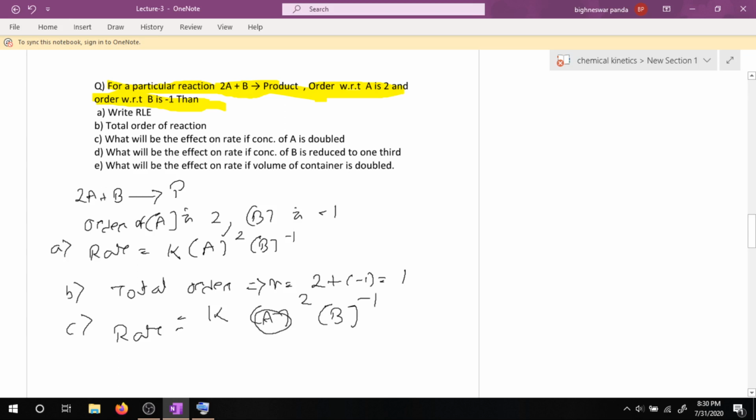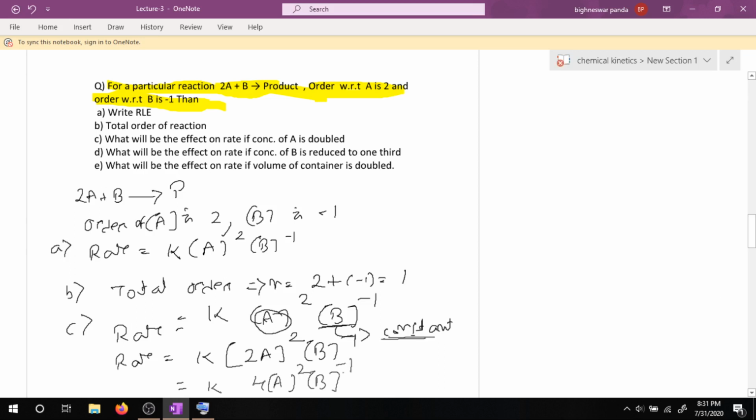While doubling the concentration of A, you have to keep the concentration of B constant. Don't change the concentration of B. He is just asking to increase the concentration of A by double. So here I can write rate is equal to K into double, meaning 2A, squared, B to the power -1. So K is equal to 4A squared B to the power -1.